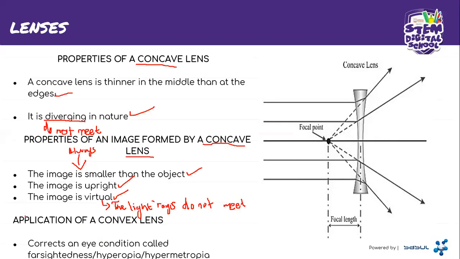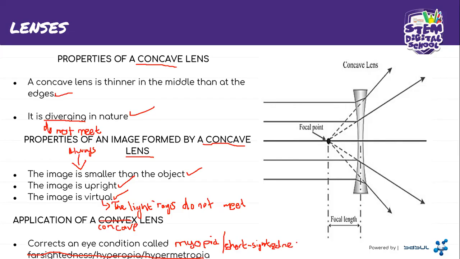Then the application of a concave lens. We're talking about a concave lens. So a concave lens corrects an eye condition that we call myopia. When we talk about myopia, we are talking about short-sightedness.